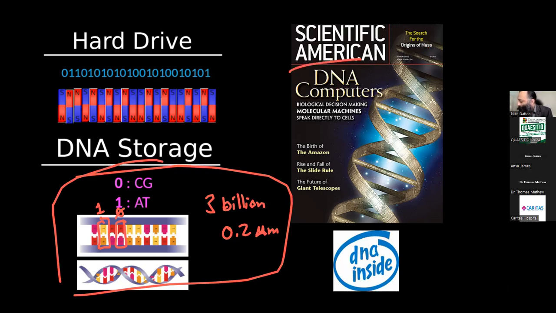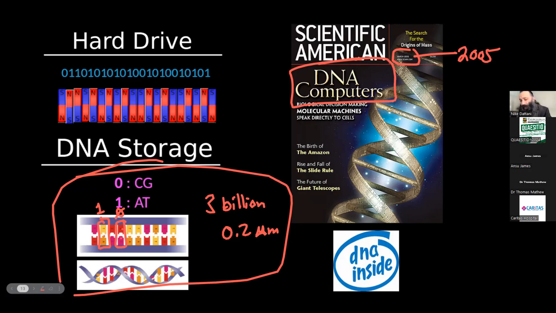This magazine front cover was about DNA computers. This was in March 2005, okay? But the idea goes back to the 1990s. A person named Leonard Adleman, a computer scientist, came up with the idea of computing with DNA. But all of this is still classical computing. We have zeros and ones, and these are distinct states.